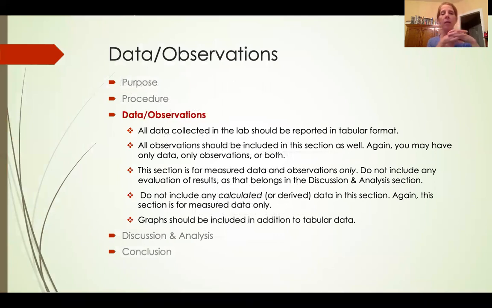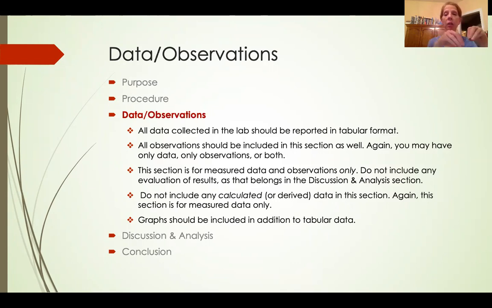Okay, now let's talk about data and observations. Any data that you collected should be reported in a tabular or a table format, okay? You should also include any observations that you noted. And again, you may have observations only, you may have data only, you may have both.